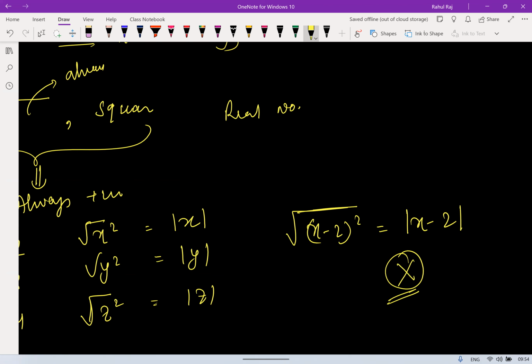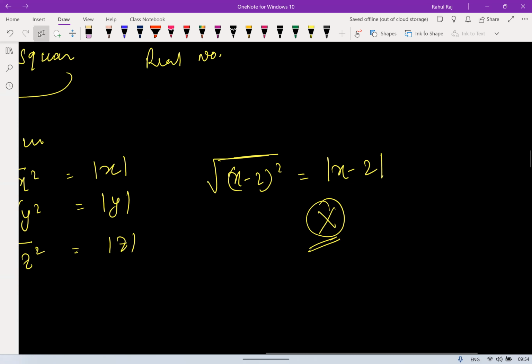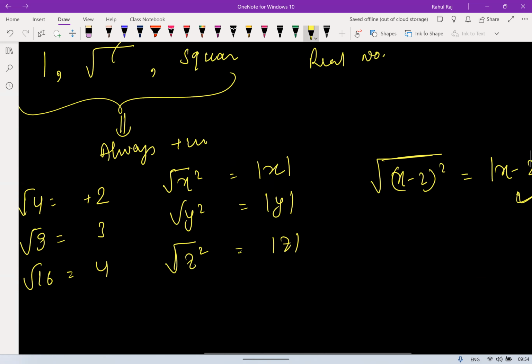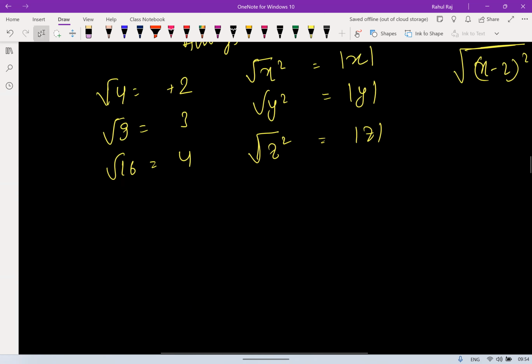Agreed? Why is it wrong? Now you've written it correctly as mod of x minus 2. If you say only x minus 2, then that is wrong. This is 100% right. That's what I wanted to check.